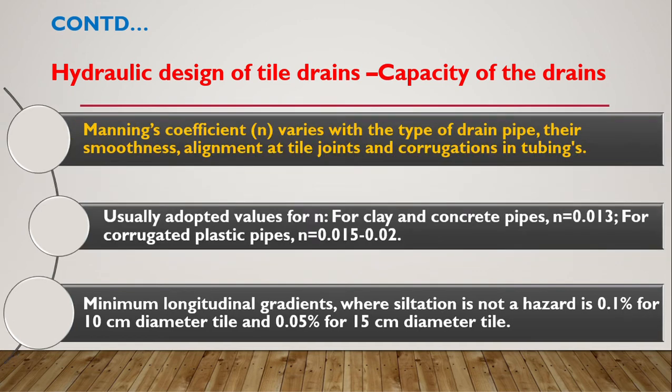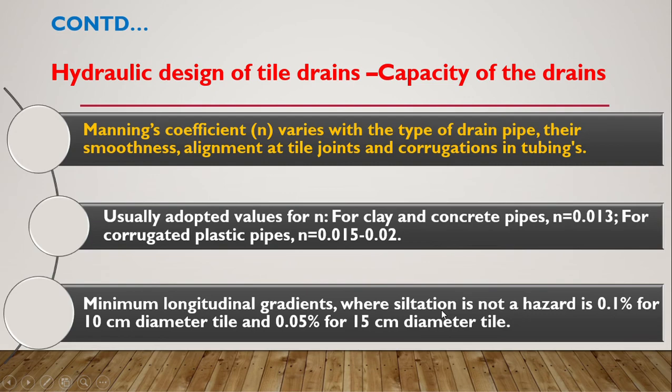Another factor is Manning's coefficient. Its value for clay and concrete pipe is N equal to 0.013, and for corrugated plastic pipe N is equal to 0.015 to 0.02. We will use many materials for the tiles. We will use plastic pipes, concrete pipes, clay pipes, etc. We will see the materials of the pipes later. But according to the material, the N value changes. N is actually the roughness coefficient. For clay and concrete, it will be close to 0.013, and for plastic it will be like this. And the minimum longitudinal gradients where siltation is not a hazard, this we have discussed earlier itself.